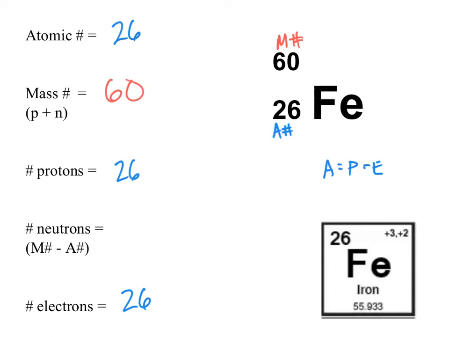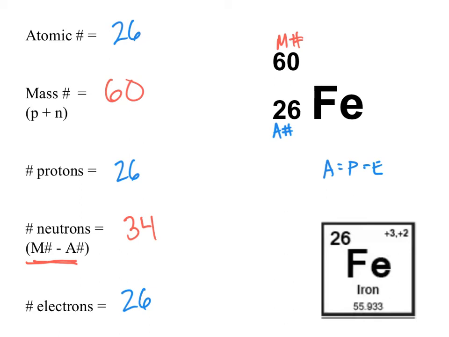Now the next step is figuring out our number of neutrons. That, of course, is mass number minus atomic number. So 60 minus 26 is 34. That's how we found that one out. All right, so those are two examples for the isotope notation.